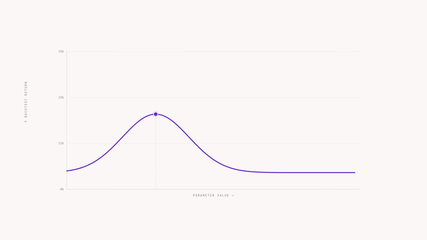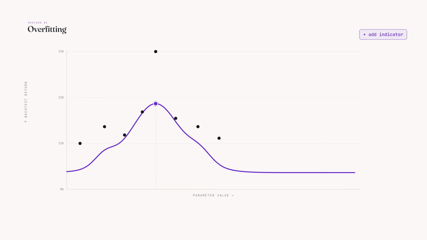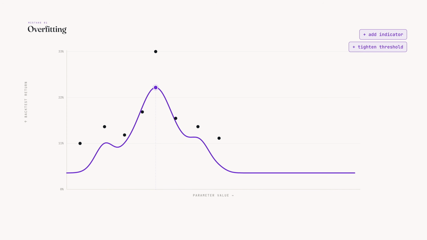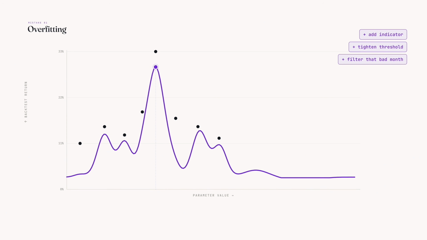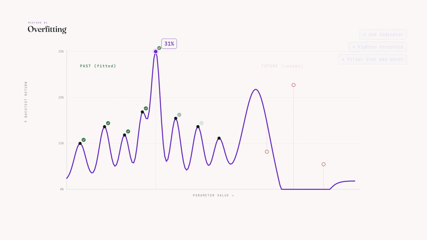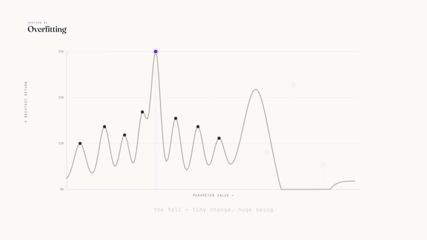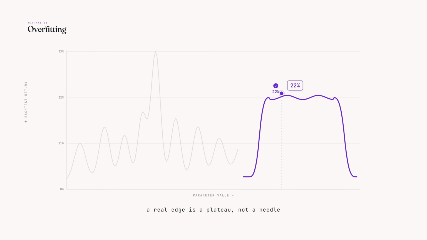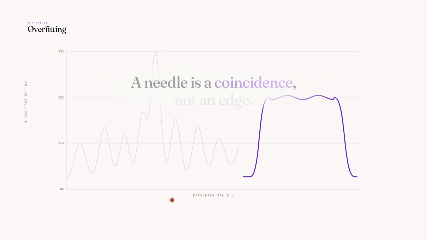damage. Mistake 1. Overfitting. You tune your parameters until the backtest sings. More indicators, tighter thresholds, a filter for that one bad month. Every tweak makes the historical curve prettier and makes the strategy describe the past instead of predicting the future. Tiny parameter changes cause big performance swings. A real edge is a plateau, not a needle. If your performance falls off a cliff when you nudge a setting by 1, you didn't find an edge. You found a coincidence.